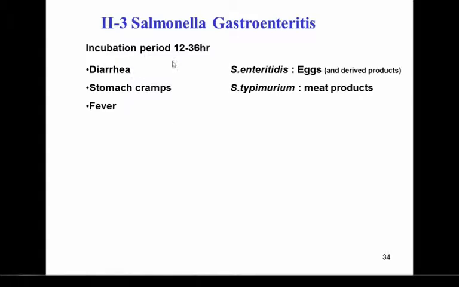Salmonella enterica enteritidis, you can get this from eggs and derived products like mayonnaise, things that are made out of eggs without cooking. Typhimurium can come from meat products. Salmonella enterica enteritidis is commensal in chickens, so when eggs are laid, they can be contaminated with this bacterium from the chickens.